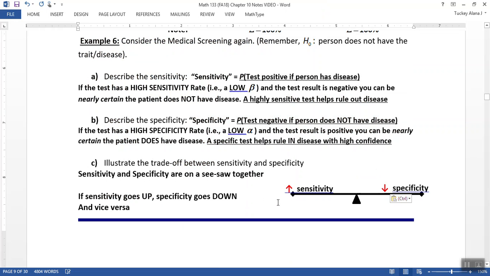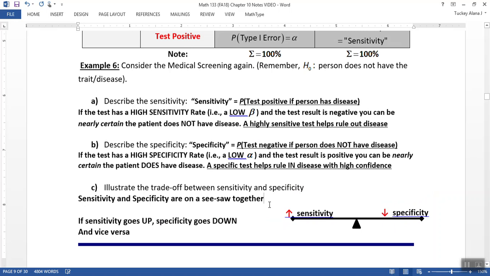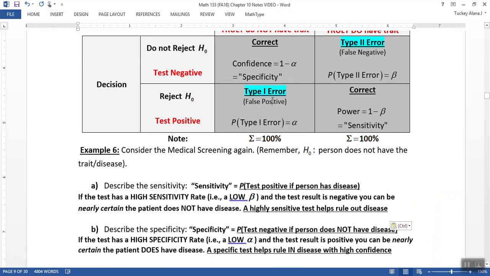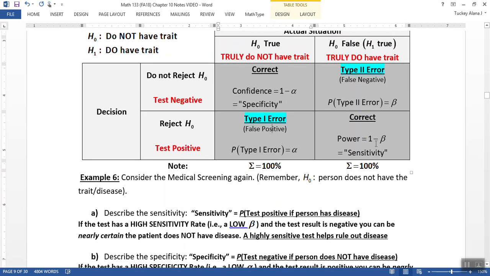So I just typed that up. Sensitivity and specificity are on a seesaw together for a lot of reasons, and one of them is that alpha and beta are tied to these two things. So if you raise your sensitivity in a medical test, you're going to lower your specificity, and that's a trade-off. It depends what matters more to you, sensitivity or specificity. What matters more, making a type 1 or a type 2 error? In medicine, they tend to err on the side of high sensitivity, so lower betas, therefore higher alphas and lower confidence. That's just how it works in medicine.